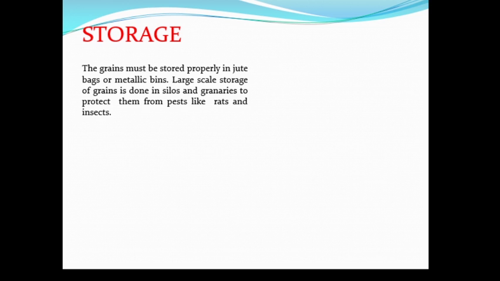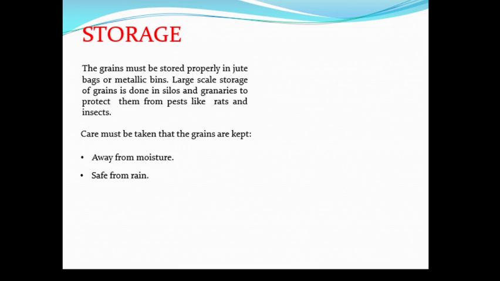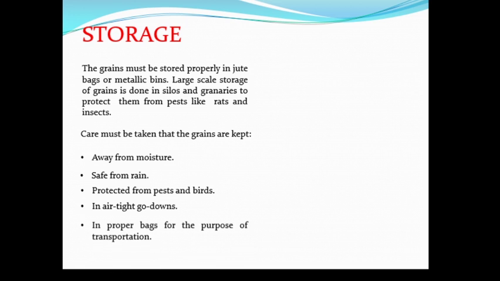Storage. The grains must be stored properly in jute bags or metallic bins. Large scale storage of grains is done in silos and granaries to protect them from pests like rats and insects. Care must be taken that the grains are kept, first, away from moisture, second, safe from rain, third, protected from pests and birds, fourth, in airtight godowns, fifth, in proper bags for the purpose of transportation.